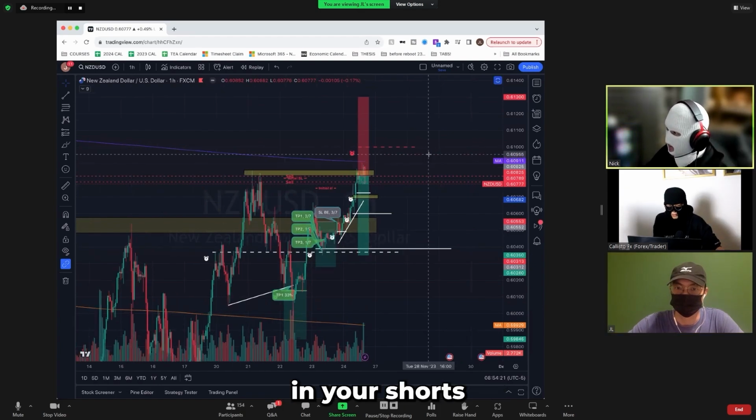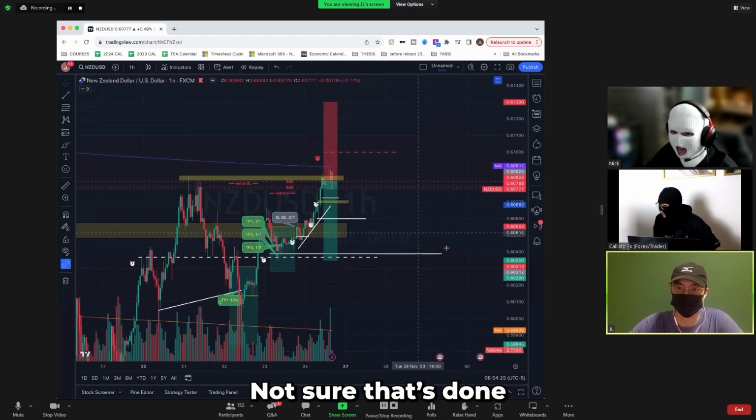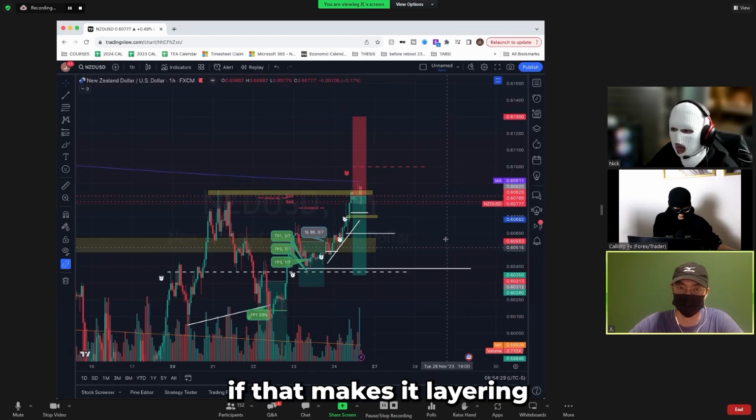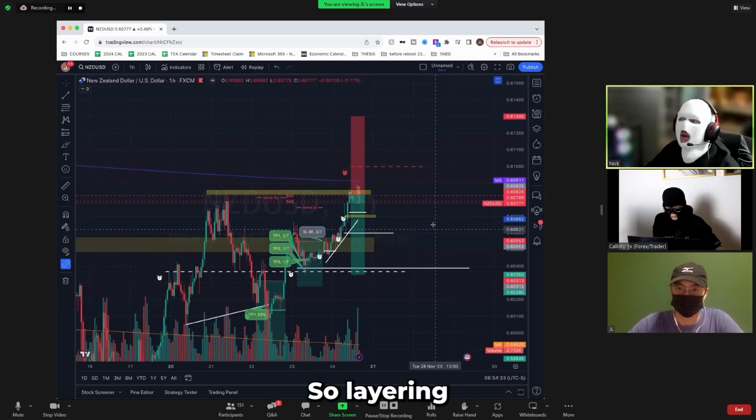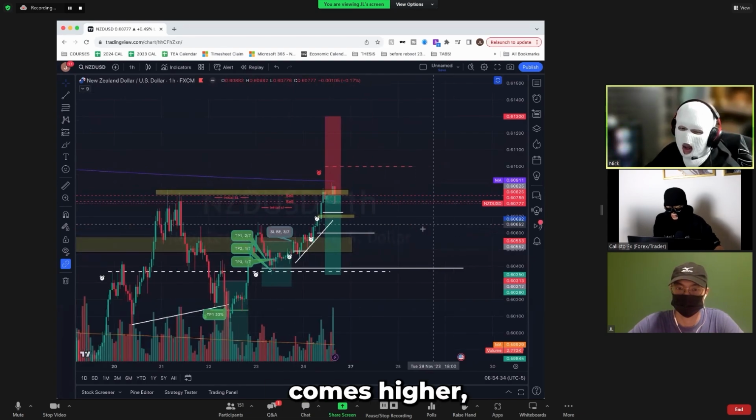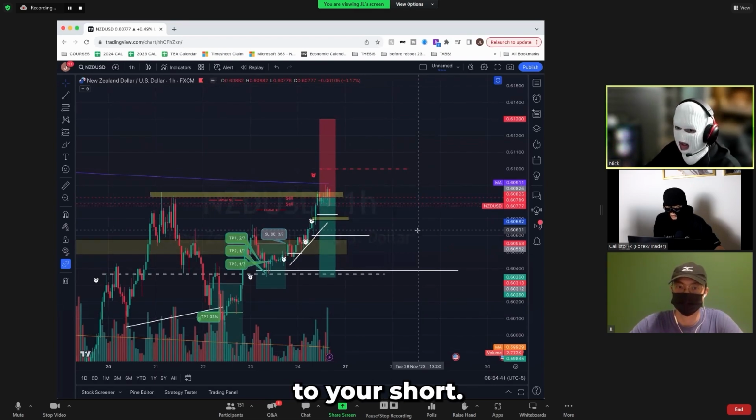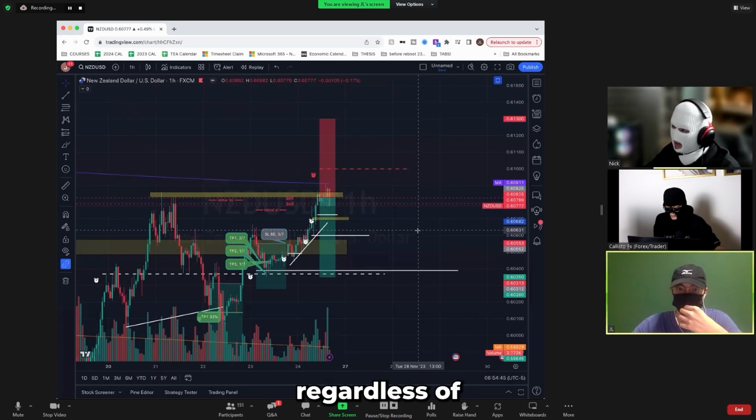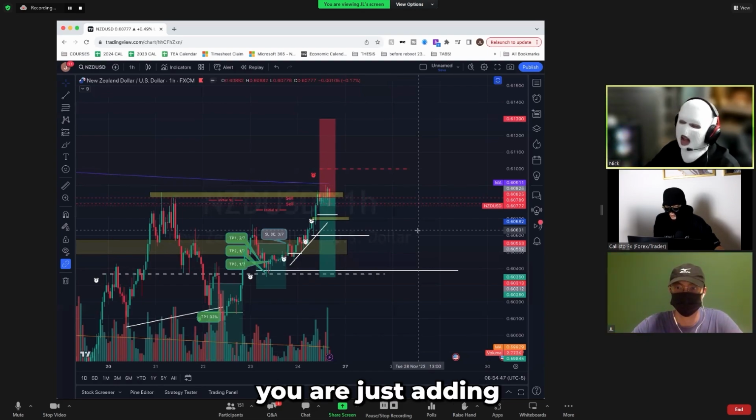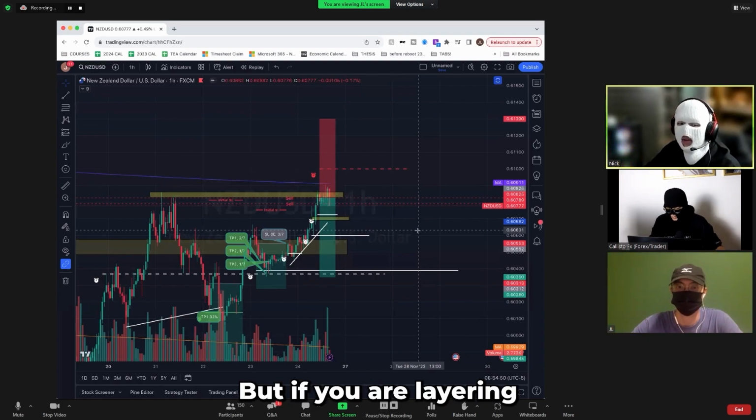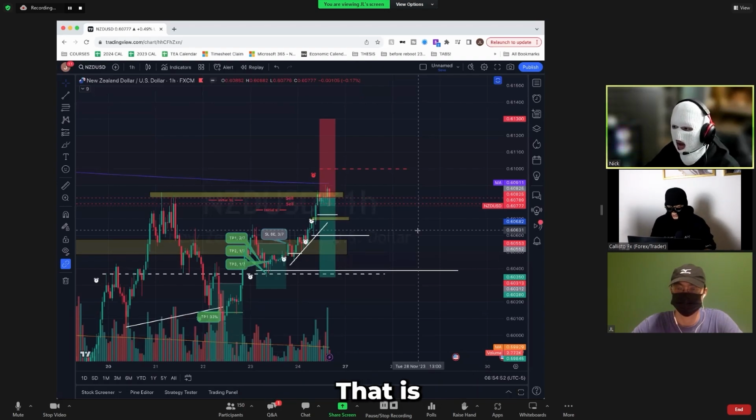Okay, so you are scaling in your shorts. Are you layering? I'm not sure of the term. I guess I am, if that makes it layering. Okay, so layering is basically, as price comes higher, you are adding positions to your short, regardless of fundamentals or anything, you're just adding layers to your trade. But if you're layering in profit, and with a different stop loss, that isn't really called layering. You're just taking an additional position with an extra risk, but you have a set SL and TP. So that's the difference. Okay, so which one are you doing?